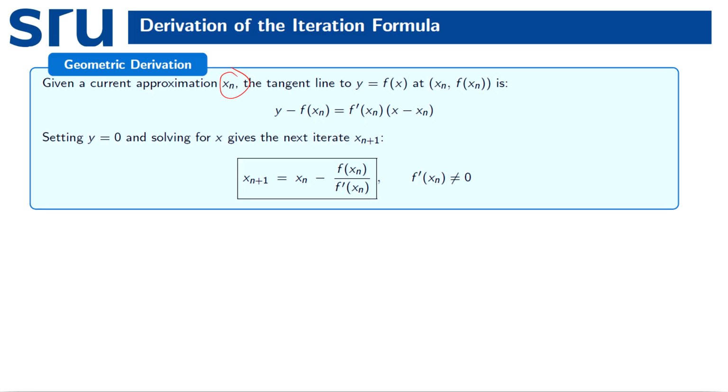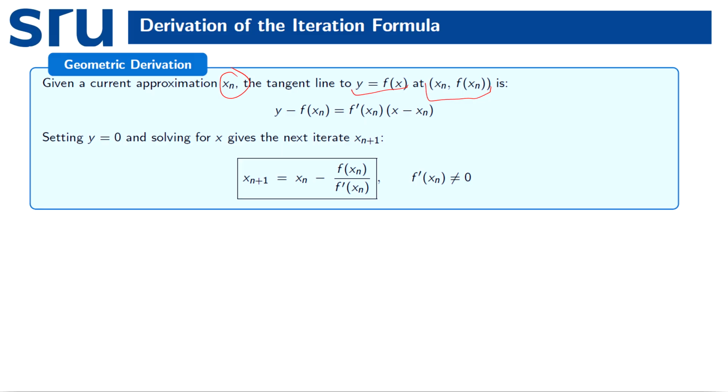Now remember what we discussed earlier. At this point, we draw a tangent line to the curve y equal to f(x). So our curve is y equal to f(x), and we need to draw a tangent at this point xn. So the point on the curve is (xn, f(xn)). That is very simple to understand, right?